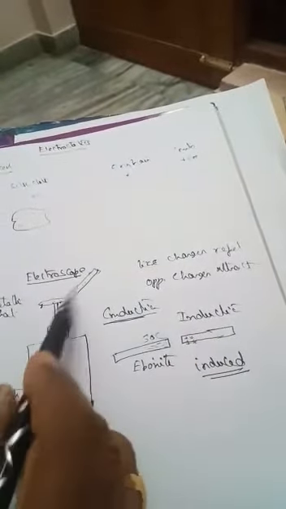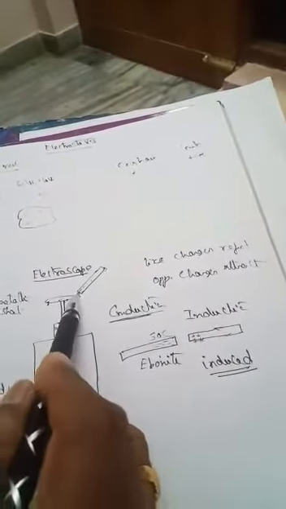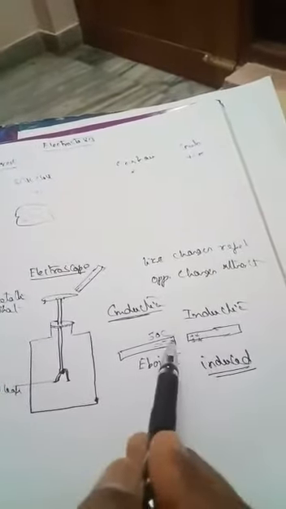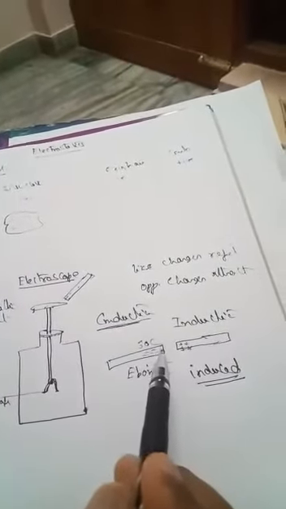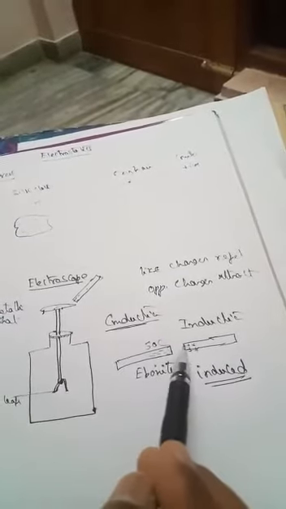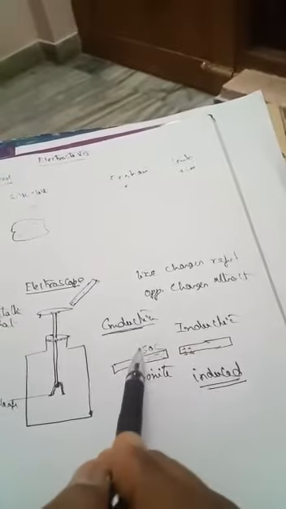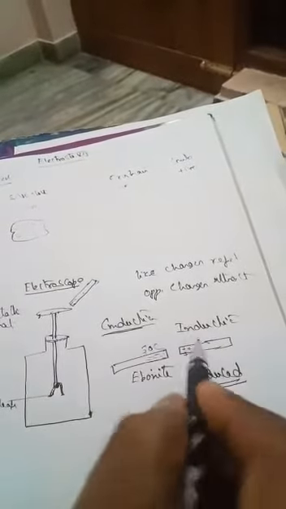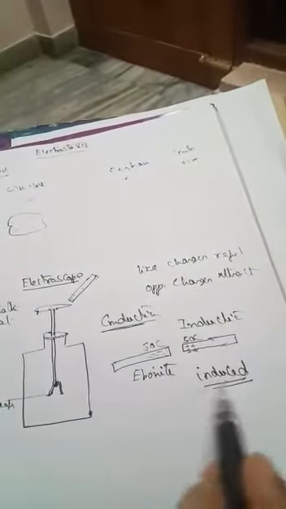In conduction, transfer of charge takes place due to contact. In induction, transfer of charge takes place in the absence of contact. At that time, the opposite charge develops here, but the magnitude is the same. If 50 coulombs is here, here also exactly 50 coulombs of charge. We can take some examples for this concept.